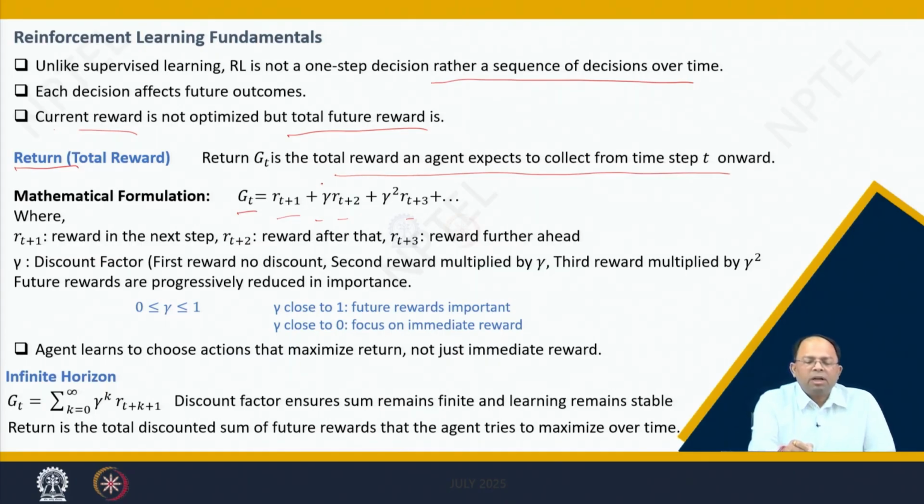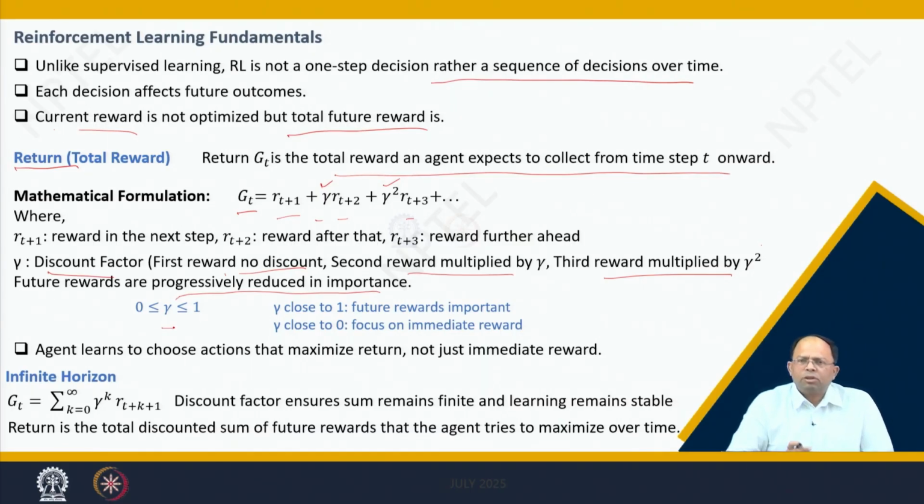But we are also adding a discount factor, which is gamma. This discount factor is given in such a way that for the first reward there is no discount, for the second reward it is multiplied by gamma, for the third reward it is multiplied by gamma squared, and we can keep on increasing this. So this basically means future rewards are progressively reduced in importance. Now why is it so? Because gamma value is between 0 and 1.